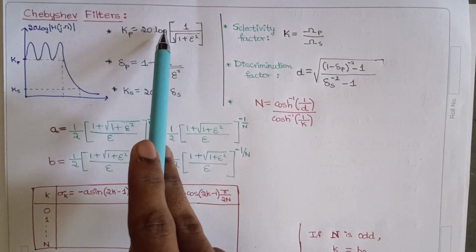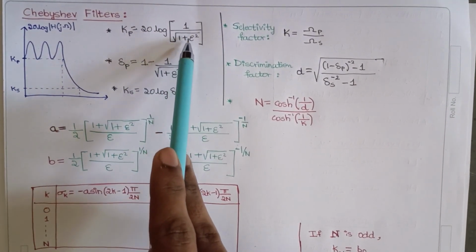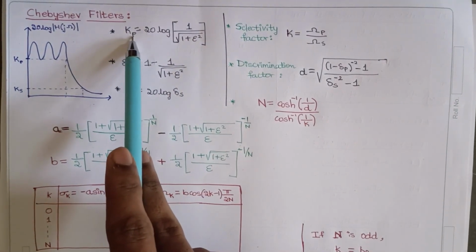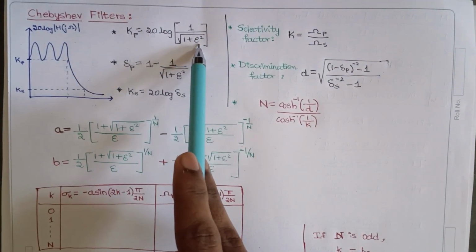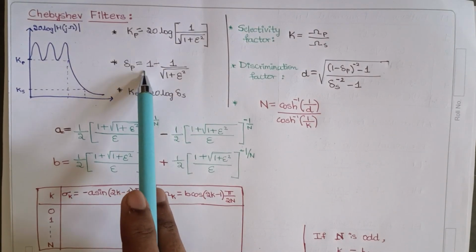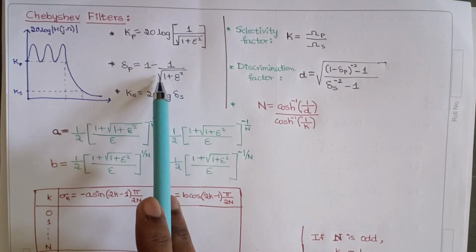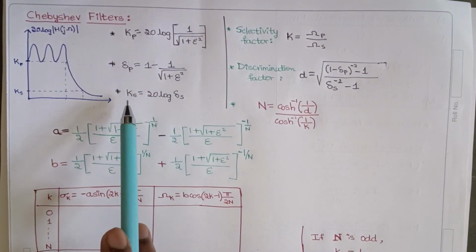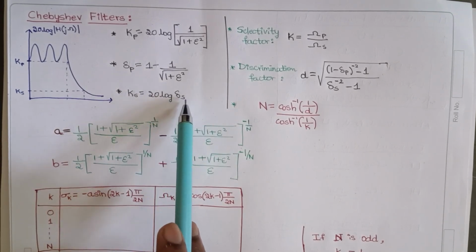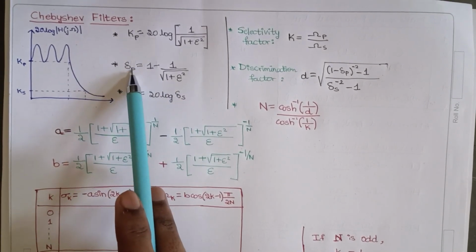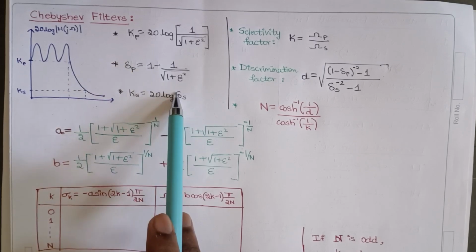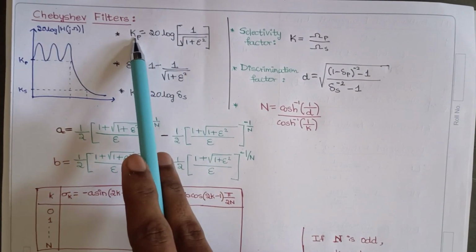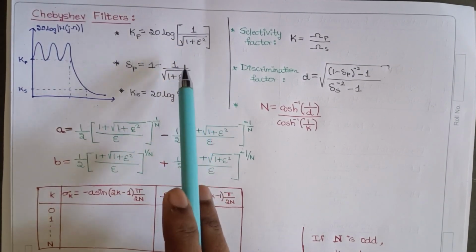Kp is equal to 20 log 1 divided by under root 1 plus epsilon square, where Kp is the passband gain and epsilon is the ripple factor. Delta P is equal to 1 minus 1 divided by under root 1 plus epsilon square. Ks is equal to 20 log delta S. From this we get the values of delta P and delta S. From this formula, Kp will be given, and we get the value of epsilon.